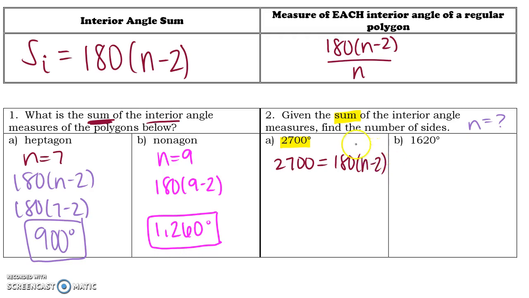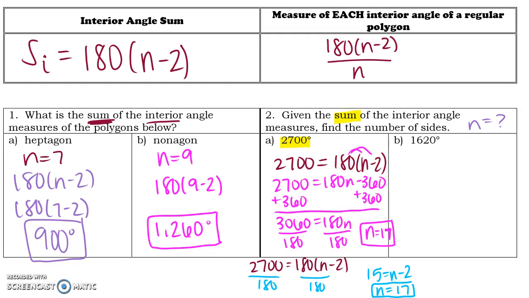From here, I want you to go ahead and solve, figure out what your n is. I'm going to pause the video, you try this out. Alright, if you take a look, you should have n equals 17. You could have done it this pink way or the blue way, and I don't care which way you do it, you end up getting the same thing. If you distribute your 180, then add your 360, divide by 180, you should get n equals 17. Or right off the bat, you can divide by 180, get that out of the way, so those cancel. So you're left with 2,700 divided by 180, which is 15, equals n minus 2. Add 2 to both sides, you get n equals 17.